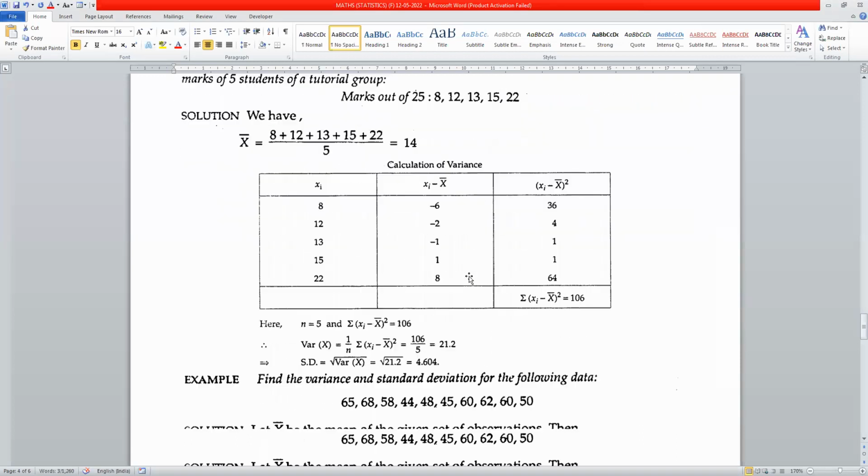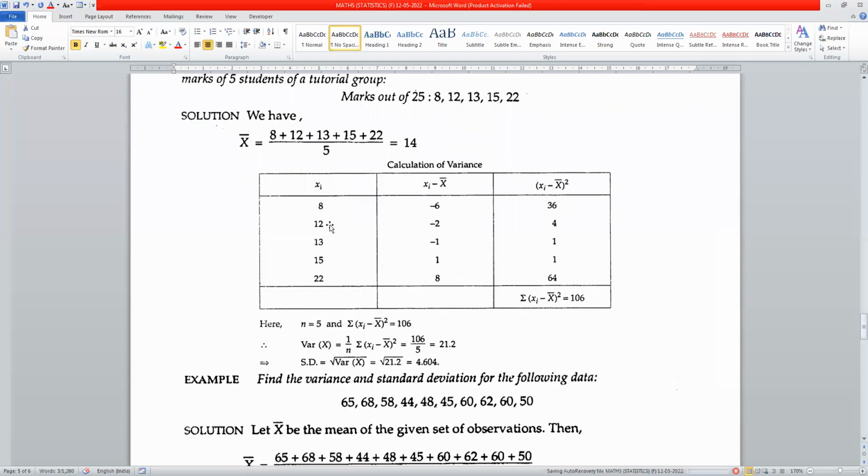From the data point, you must subtract 14. So 8 minus 14. You see, very shortcut we did. Slowly and steadily, we are going for the shortcut way. 8 minus 14 is minus 6.